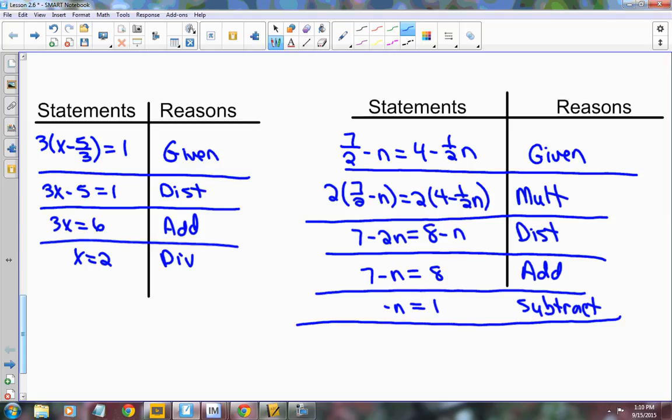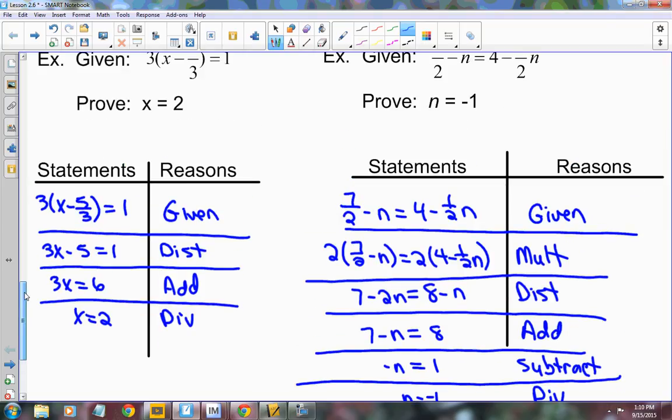And then I would divide both sides by negative 1. And that would be division. And I'm done. That's what I'm trying to prove, is that n is equal to negative 1.